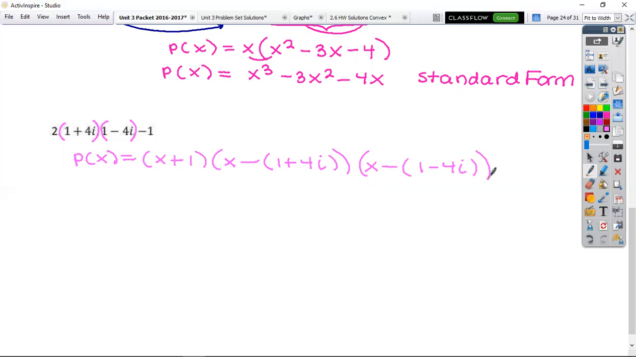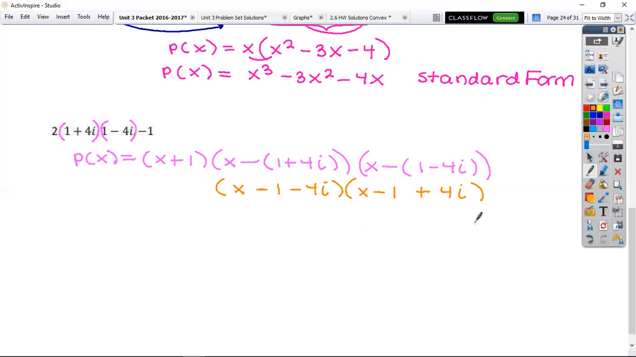Always work with the two that look the most similar. So I'm going to work with the two complex zeros. So I'm going to right now just do a little distribution underneath this. So this would give me x minus 1 minus the 4i, right? Nice and neat because you're going to have to multiply these out in a second. And then that would be x minus 1 plus 4i.